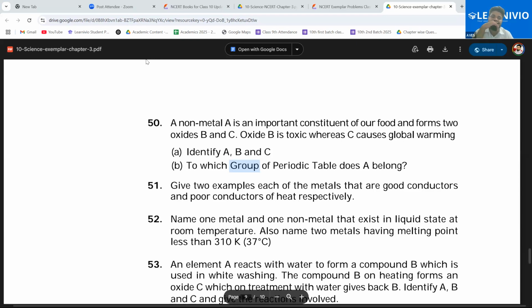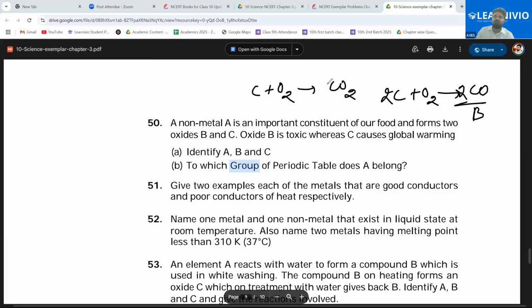What is A? Carbon. What is B and C? C is carbon dioxide. And B is carbon monoxide. Carbon forms two types of oxides. Carbon, when it reacts with sufficient supply of oxygen, will give you CO2. When carbon reacts with insufficient supply of oxygen, it will give carbon monoxide, CO. So this is B, this is C, and this is A, carbon.